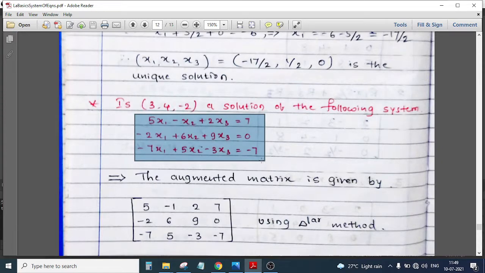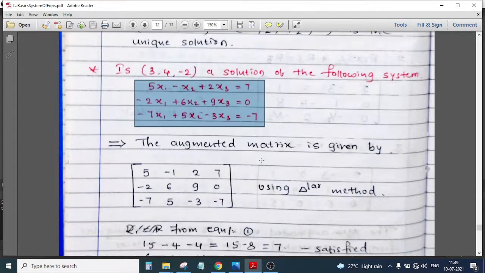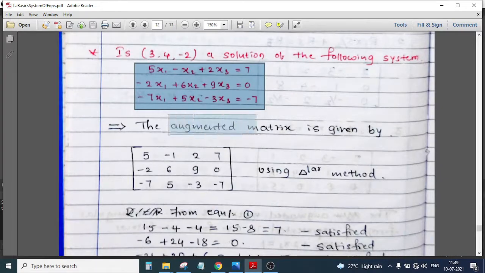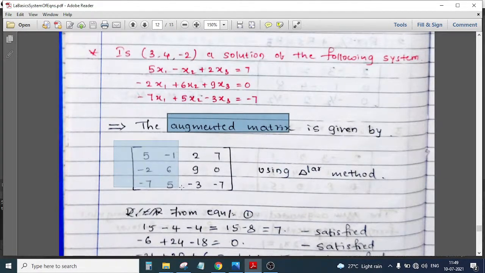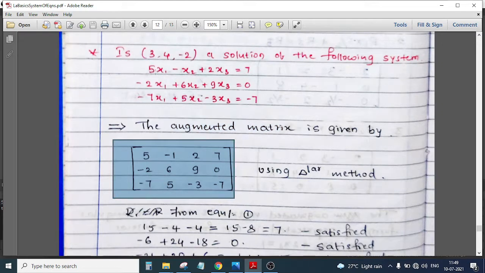So let us see now how it could be done. First, as usual, we will write our augmented matrix. See here, it is 5, minus 1, 2, 7, the first row from the first equation. Next, minus 2, 6, 9, 0. Next, minus 7, 5, minus 3, which is equal to minus 7.